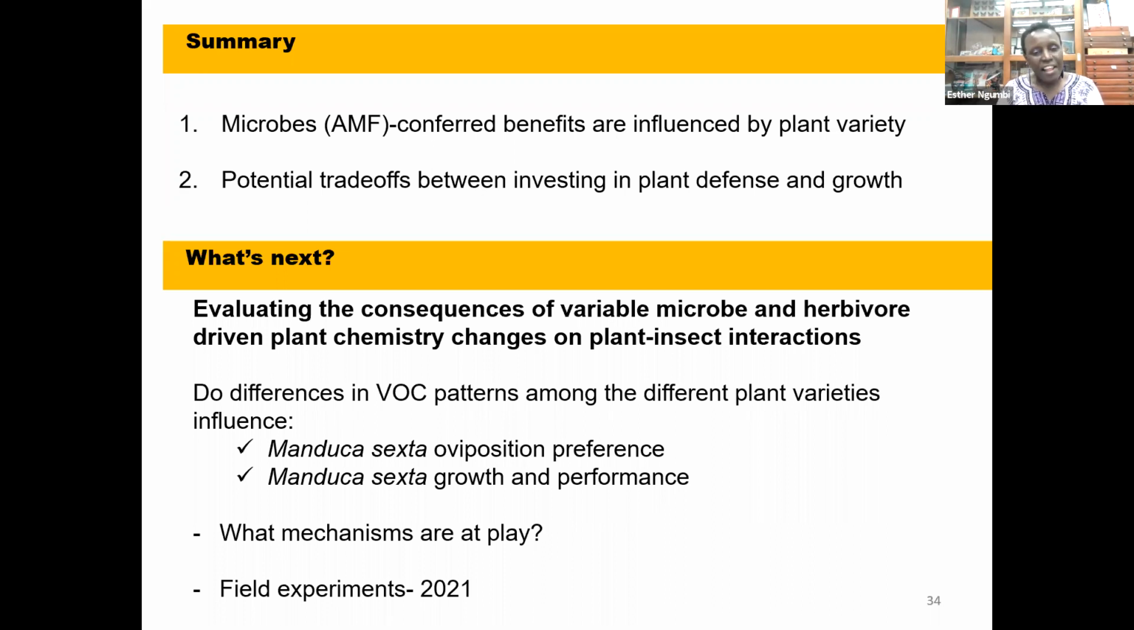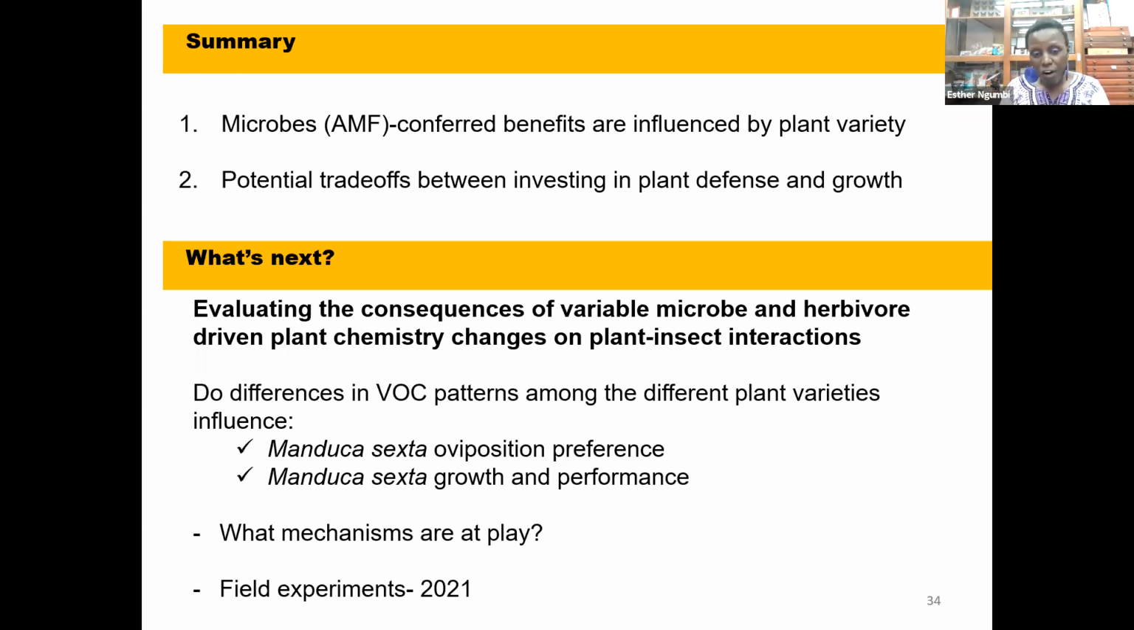And further, we also want to understand what these changes in the plant chemistry mean to ovipositing herbivores. And also understand the consequences for growth and performance of Manduca sexta. If we are now seeing that the colonized plants are growing better, does it mean that the insects would grow better?